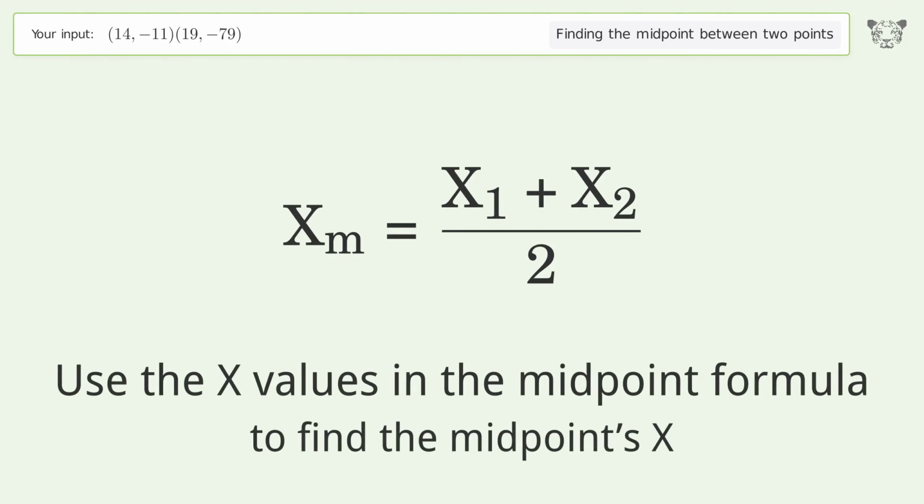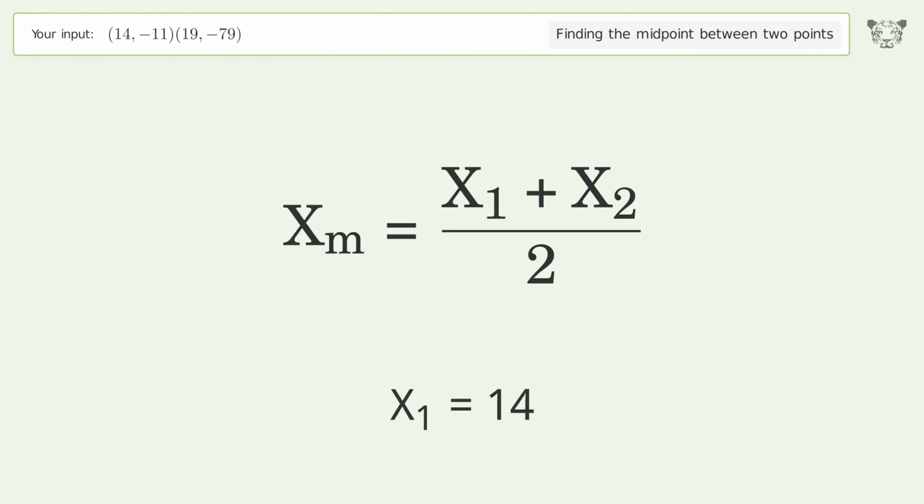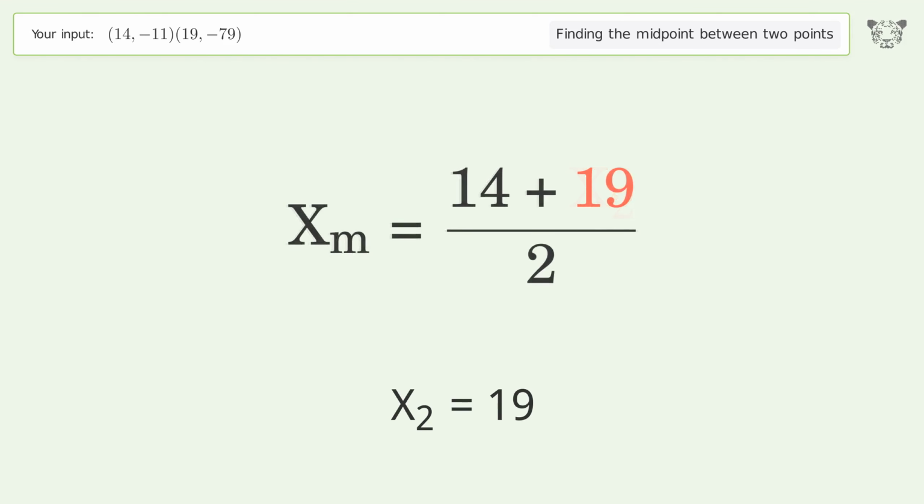Use the x values in the midpoint formula to find the midpoint's x. x1 equals 14. x2 equals 19. Simplify the arithmetic.